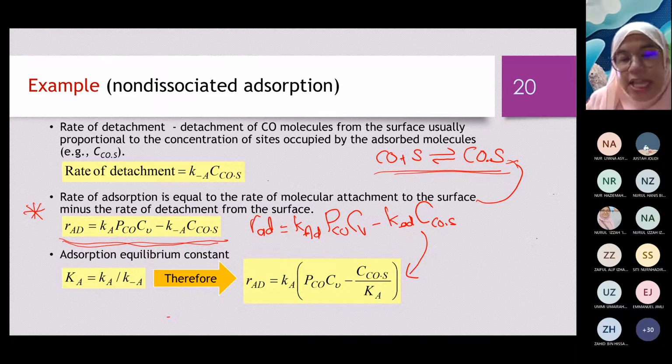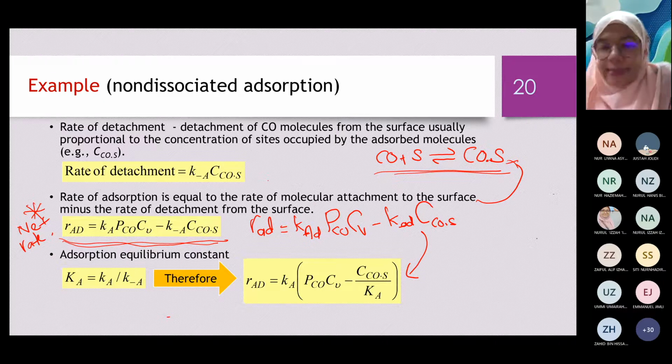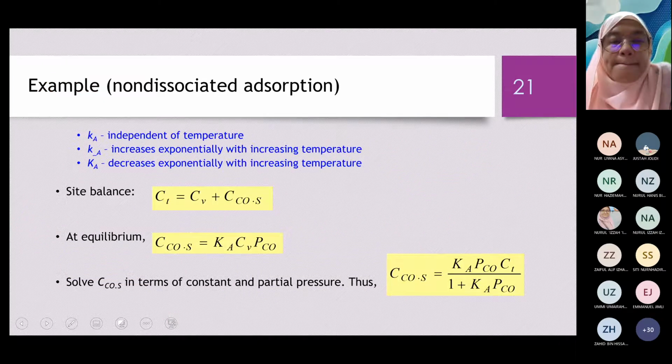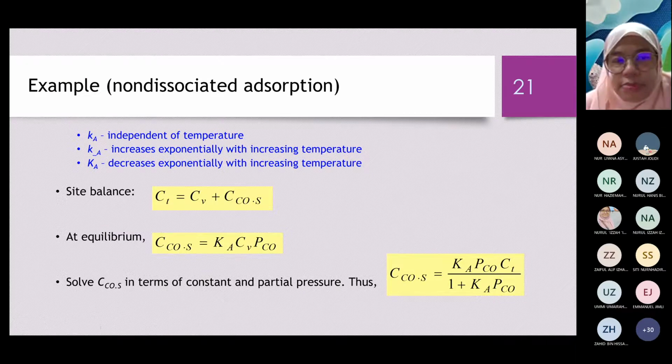Okay, for the others, rate of attachment, rate of detachment, step by step is not needed. Directly write the net rate of adsorption. Okay, net rate. Okay, then this is just a definition. Okay, then write the site balance. So this is the site balance only for the adsorption step. Okay, site balance, how to determine the site balance?